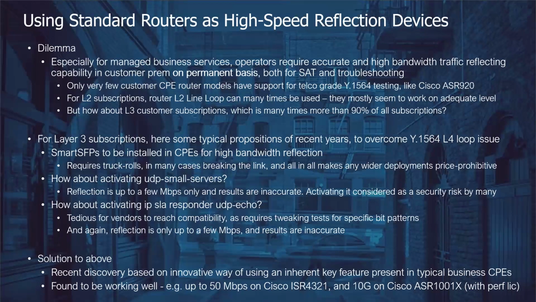As concrete examples, for instance, a Cisco ISR 4321 has up to 50 megabits reflecting capability, and a Cisco ASR 100X has up to 10 gigabits reflecting capability with performance license onboarded, and they both perform very well, we found. This discovery has opened many new use cases or advanced methodologies in the area of throughput metering, as you will see also in some of the following slides.